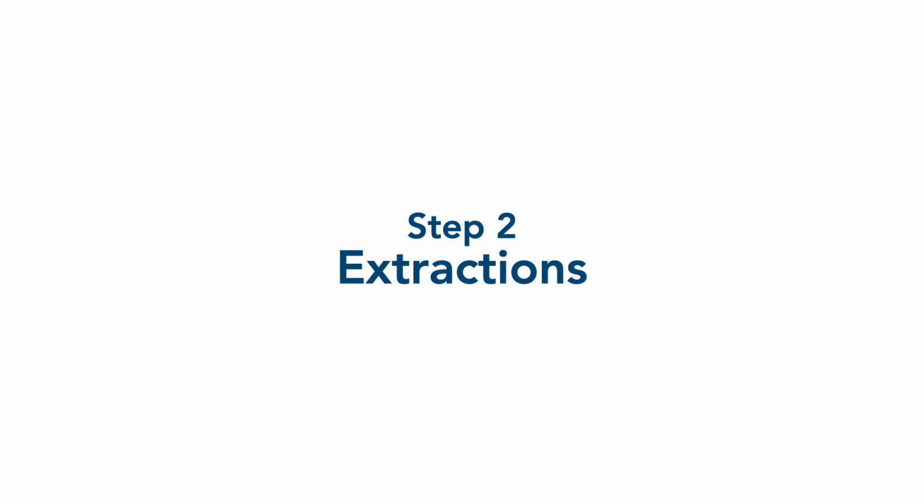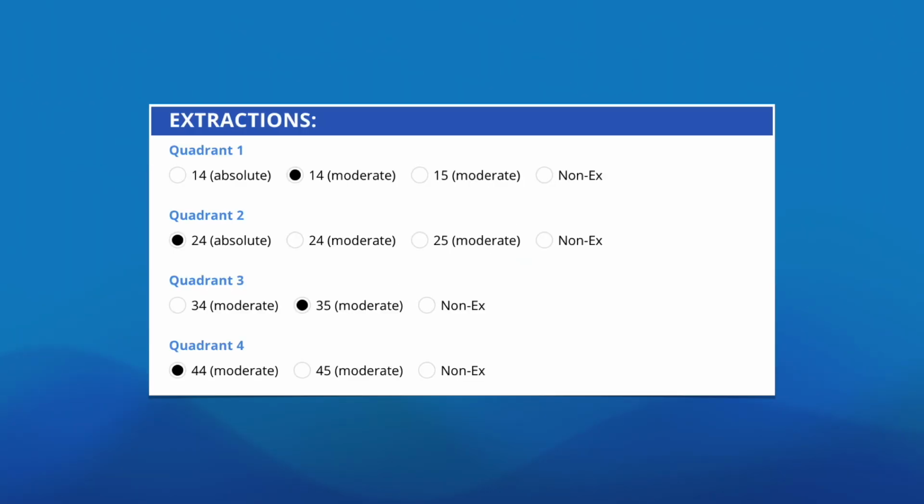Step 2, extractions. Here, you select the teeth you're considering extracting with the type of anchorage you will use. For moderate anchorage, think power chains. For absolute anchorage, think TADs. Your extraction pattern will affect the predictions calculated in step 3.